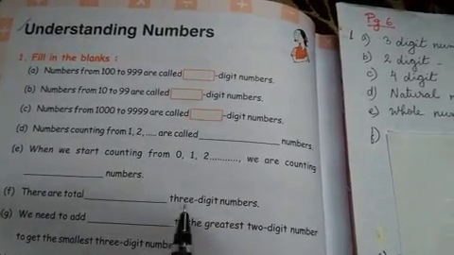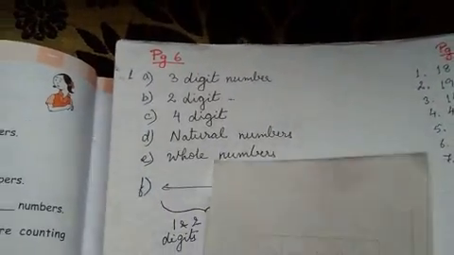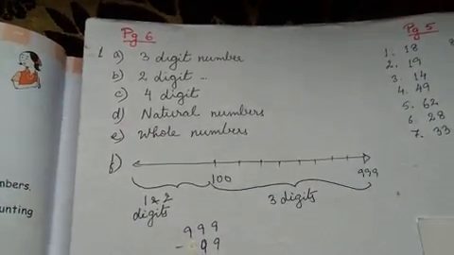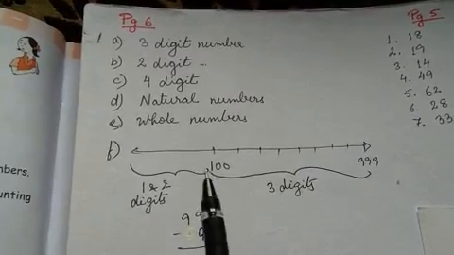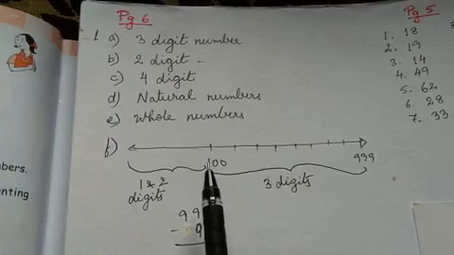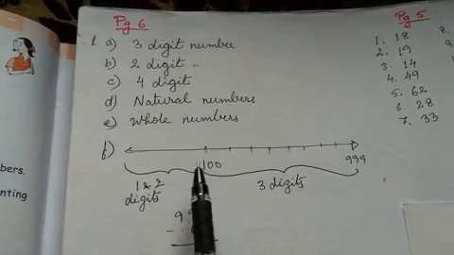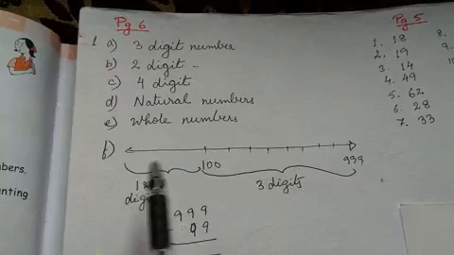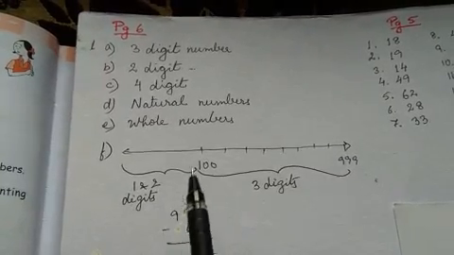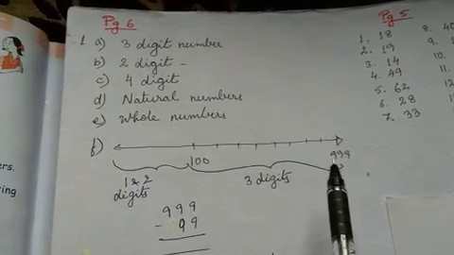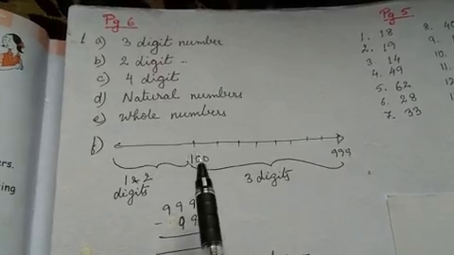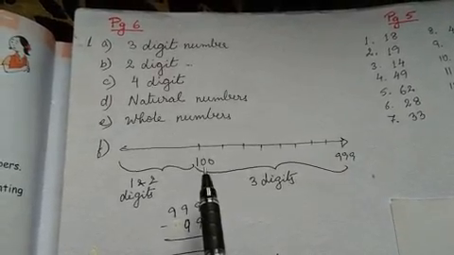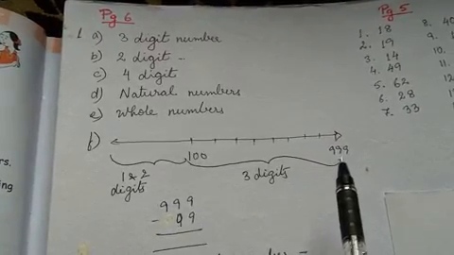It means how many total 3-digit numbers are there. I have drawn this just to make you understand; you don't need to draw. Our 3-digit numbers start from 100 because 99 is a 2-digit number. From 1 to 99 we have 1 and 2-digit numbers. From 100 to 999 we have all the 3-digit numbers. So our smallest 3-digit number is 100 and the largest 3-digit number is 999.